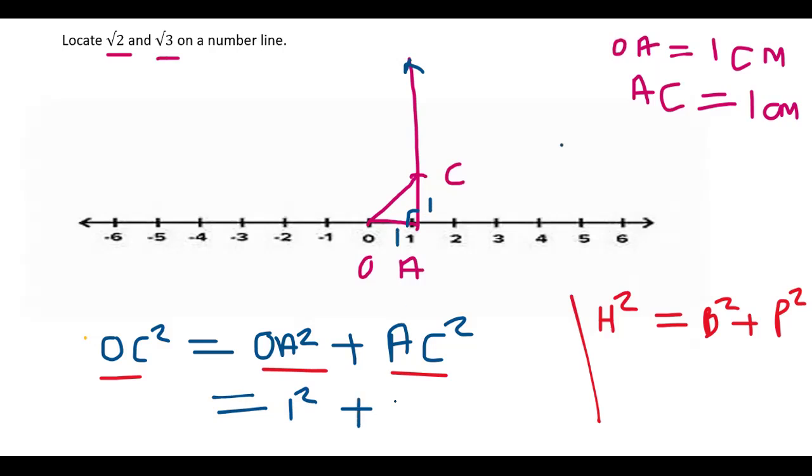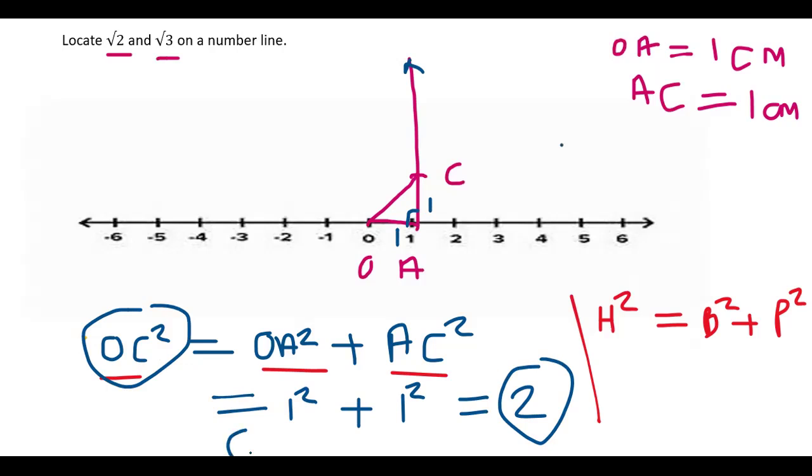So we will get 1 square. Now 1 square plus 1 square is equal to 2. So if we take square root on both sides, we will get OC is equal to root 2. So this is equal to root 2.